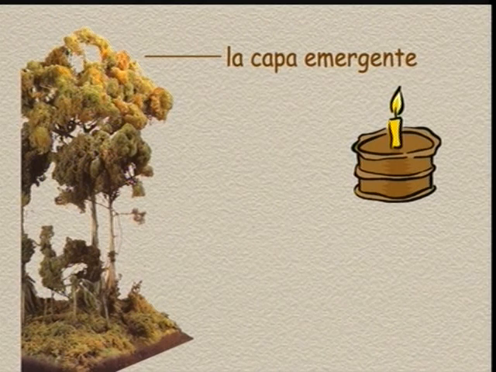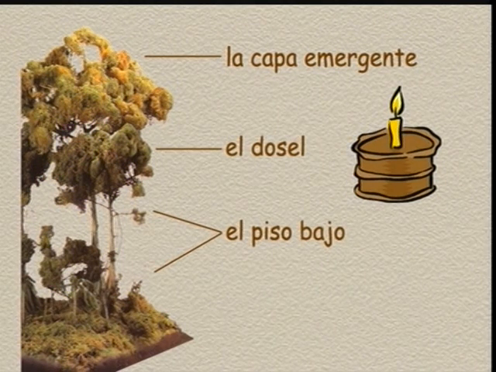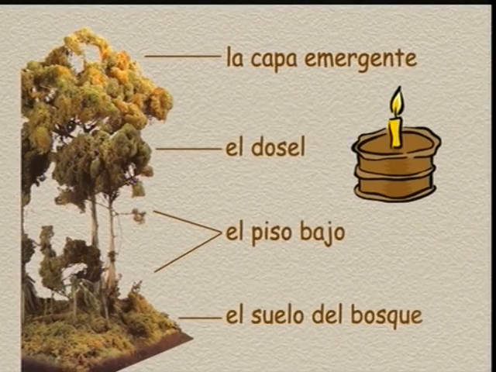In this lesson of Nuevos Amigos, we'll be learning and observing the many different types of insects that you would find in a rainforest. Do you remember that the rainforest, el bosque tropical, has 4 layers? Let's review the layers. The first layer is la capa emergente. The second layer is el dosel. The third is el piso bajo. And the fourth layer is el suelo del bosque.